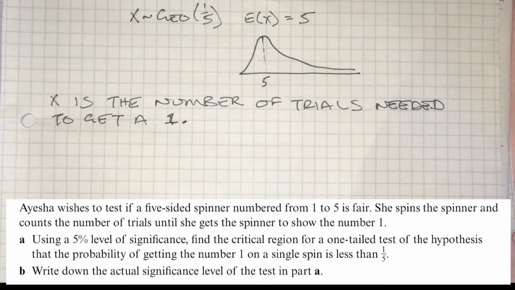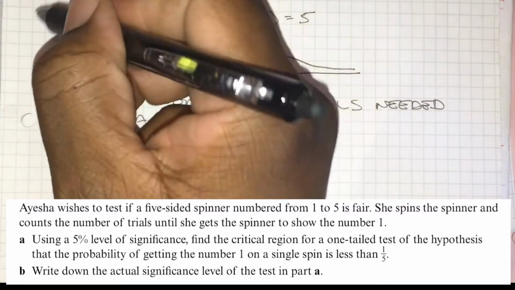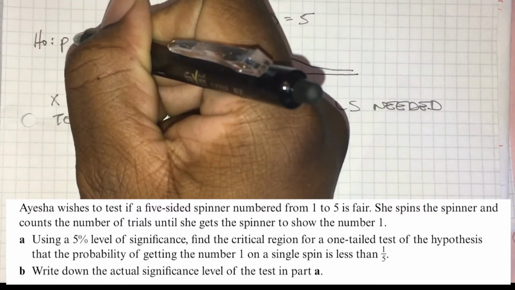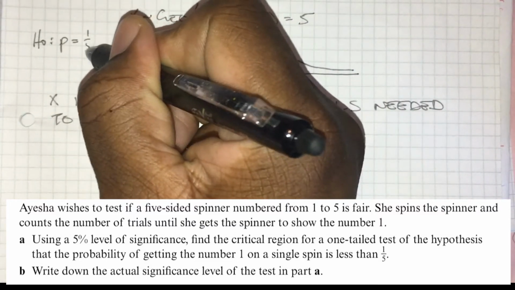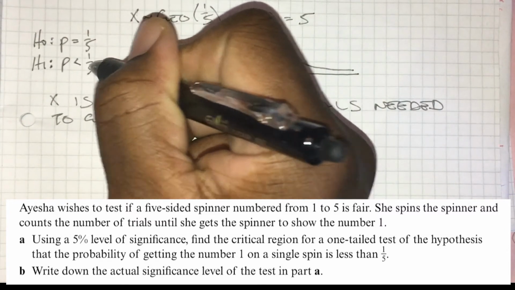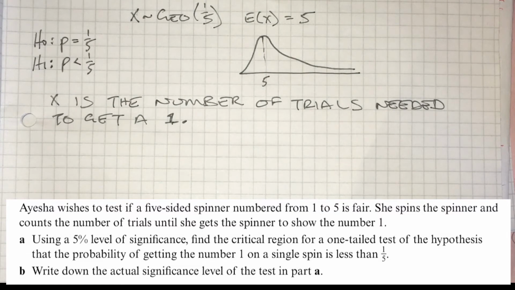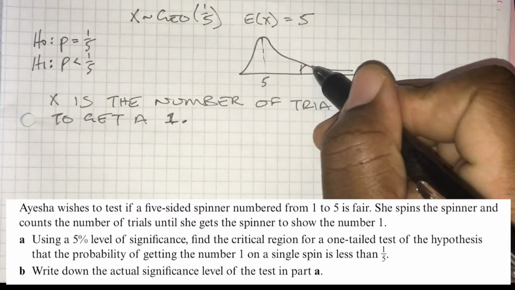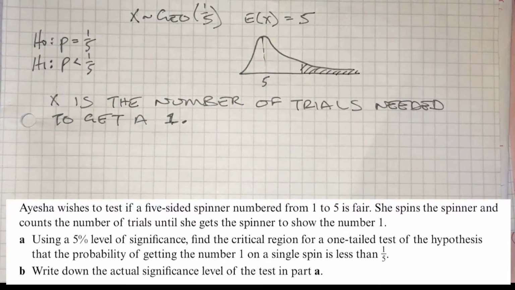So the null hypothesis is that the probability is 1/5, and the alternate hypothesis is that the probability is less than 1/5. If I want to show the probability is less than 1/5, I would need there to be lots of trials before I saw the first success, for it to be low probability. So I'm looking for this region off towards the right tail.